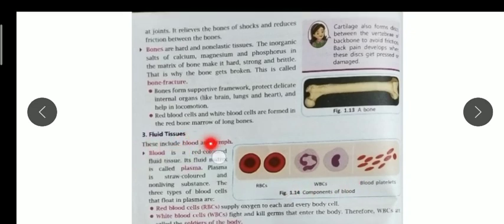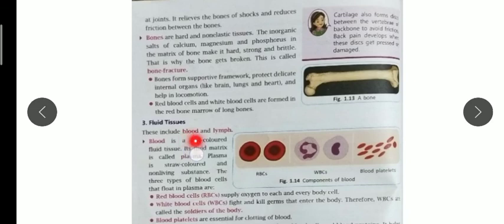Fluid tissue includes two fluids. First one is blood, second one is lymph. Blood flows in the blood vessels, lymph flows in the lymph vessels. Blood is a red colored fluid because of the hemoglobin pigment, and its fluid matrix is plasma. Plasma is the liquid part of the blood, and these cells, red blood cells, white blood cells and blood platelets, or thrombocytes, are the solid cells of the blood.